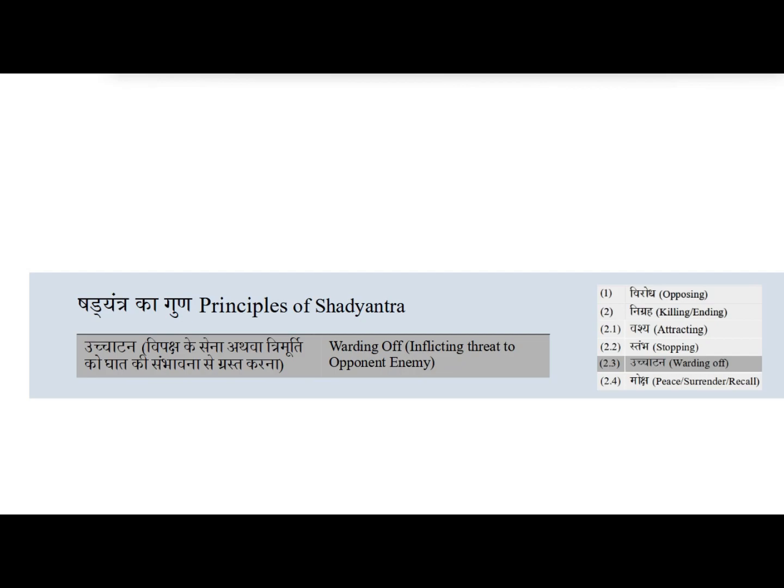The fifth important principle is called Uchchatan, or warding off, or inflicting threat to the opponent army. This is a very rare and very difficult principle. So we have marked it as 2.3, even though it is the fifth principle.